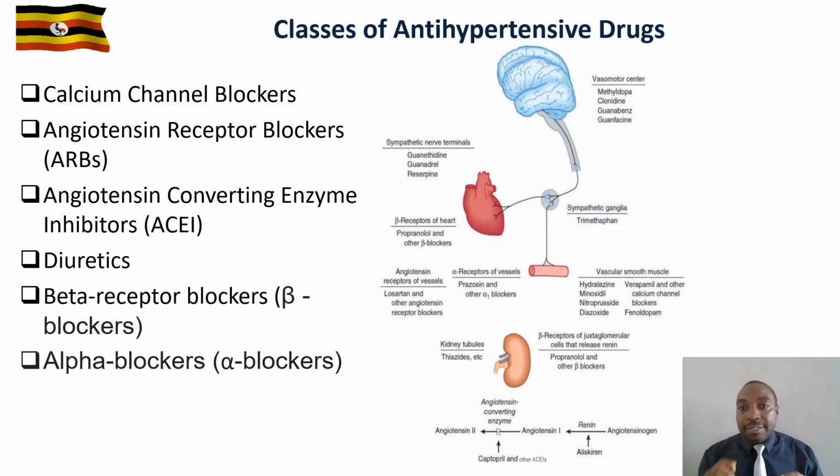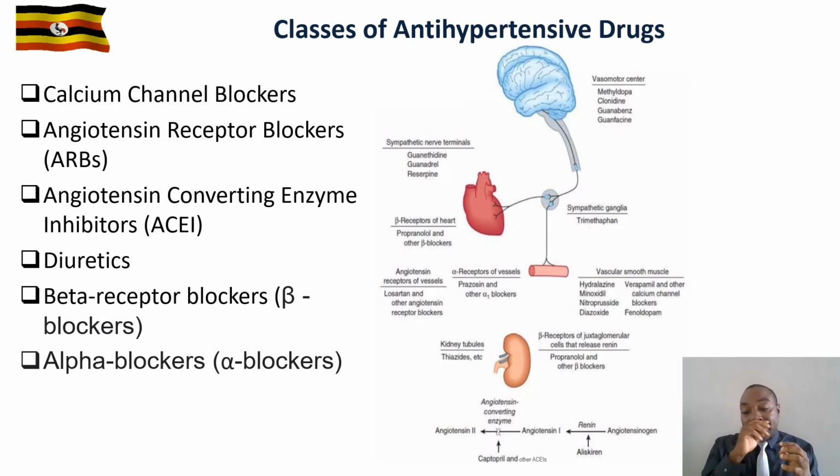Now, these drugs which are going to bring down your blood pressure, if your blood pressure is abnormally high, above 140/90, act at these different points. There are those which act centrally, like methyldopa, clonidine, and others which work at the level of the brain. Then there are those which work on the heart. We call those calcium channel blockers.